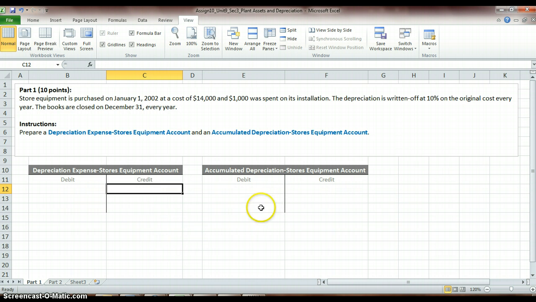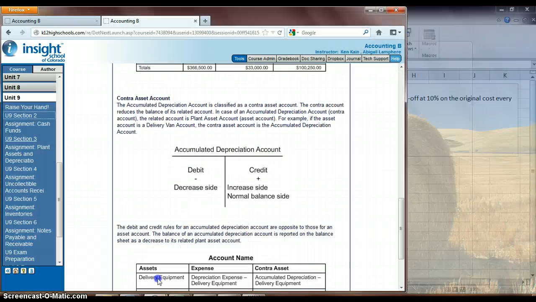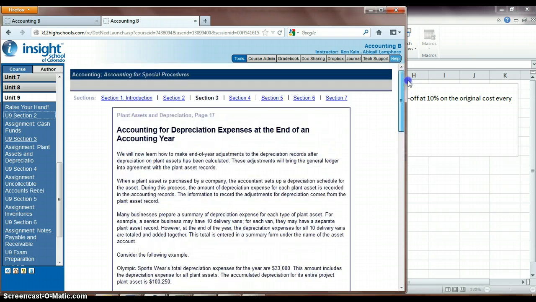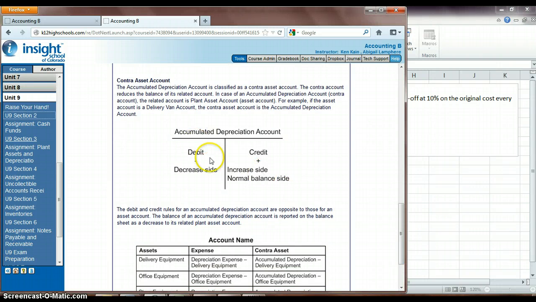And then we also have what's called an accumulated depreciation account for store equipment. If I look at my text, on page 17 of Section 3 in Unit 9, when I look up the accumulated depreciation account, we find that it is a contra asset account. So it is a contra account to whatever asset it is working with. The related account is the plant asset account.